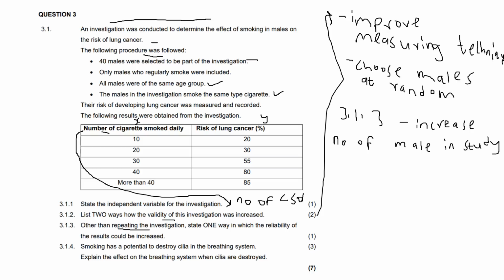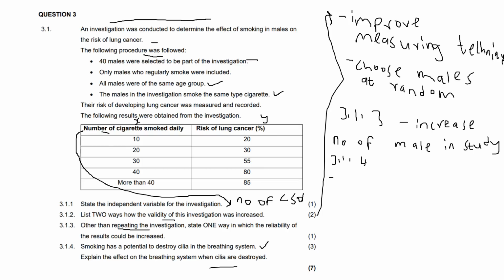Okay, 3.1.4 now. They're saying that smoking has the potential to destroy cilia in the breathing system. Explain the effect on the breathing system when cilia are destroyed. It's 3 parts, so I need to get at least 3 points.